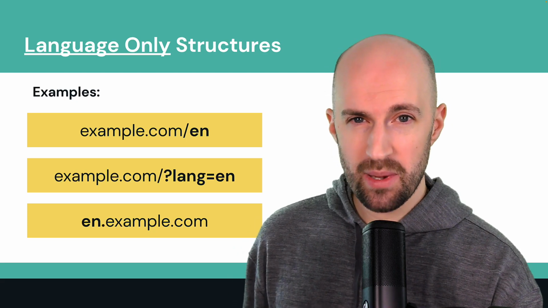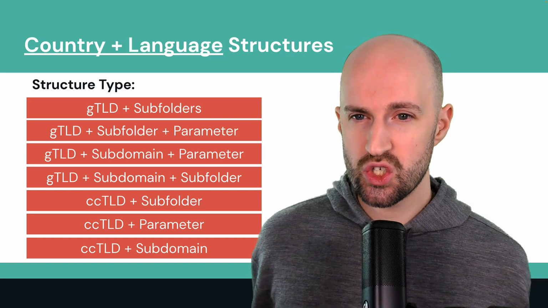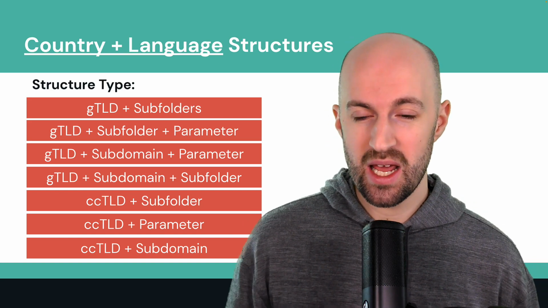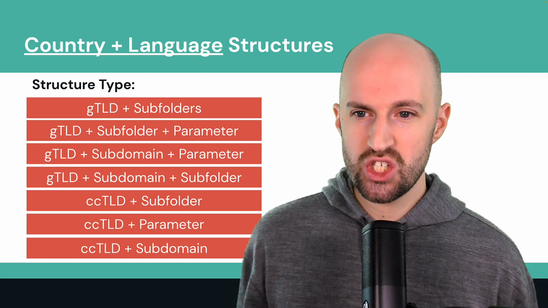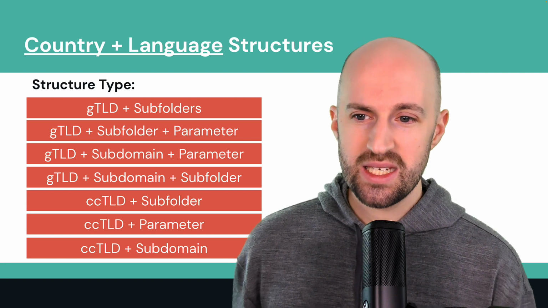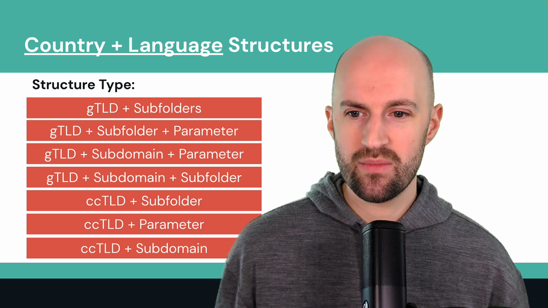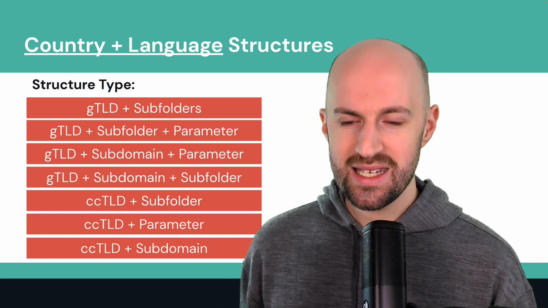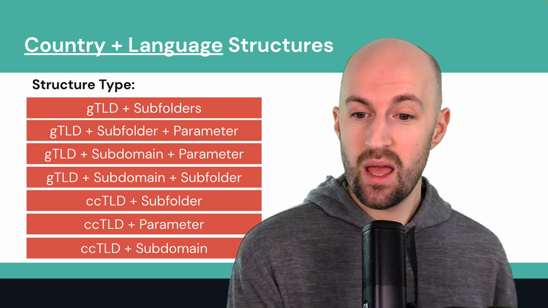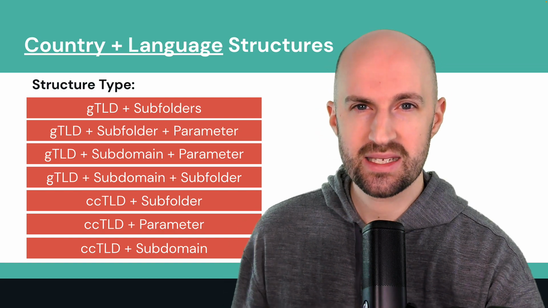Now the final one is the most complex, and it's the country plus language. If your website is targeting multiple countries and multiple languages, then there are seven main combinations that we recommend. You have the gTLD plus subfolders, gTLD plus subfolder plus parameter, gTLD plus subdomain plus parameter, gTLD plus subdomain and subfolder, ccTLD plus subfolder, ccTLD plus parameter, and ccTLD plus subdomain. These are the different combinations, and I'll show you the examples so you can make sense of that.